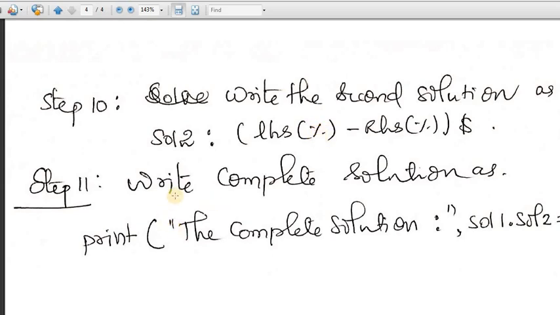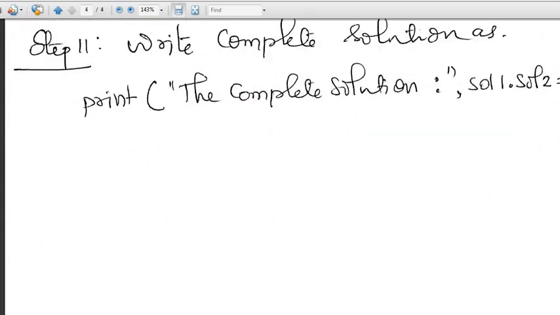Okay, now we have to write the complete solution, or the solution of the given differential equation. We already have solution 1 and solution 2. The combination of solution 1 and solution 2 will be the complete solution, that is, print the complete solution colon, in inverted commas "complete solution", and solution1 into solution2 equals 0, and we have to write the dollar symbol. It will print the complete solution of the given problem.